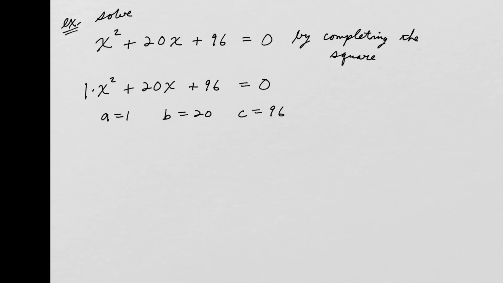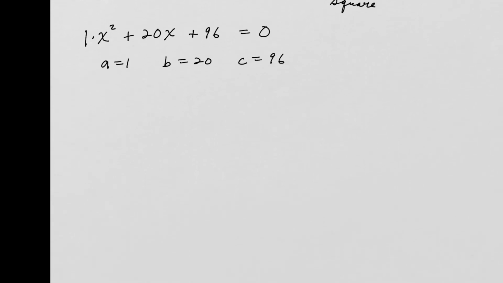So what we do is we bring the c term to the other side. Okay, so to do that, I need to subtract it, right? So it's going to be negative 96. And so I'm just bringing the c term to the other side. So I need to subtract it from both sides.